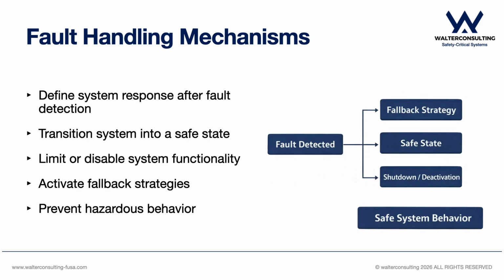Once a fault has been detected, the system must respond. This is the role of fault handling mechanisms. They define what the system does after a fault is identified. In many cases, the system transitions into a safe state. This could mean limiting functionality, switching to a fallback strategy, or shutting down certain components. The goal is always the same: to prevent hazardous behavior and maintain safety.